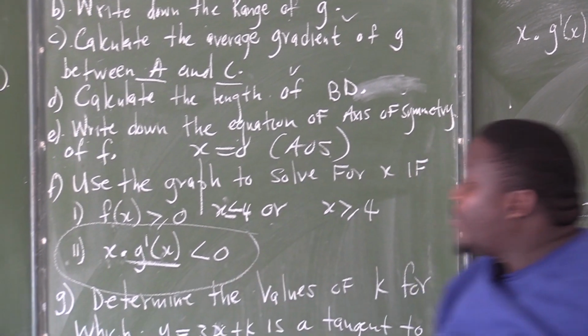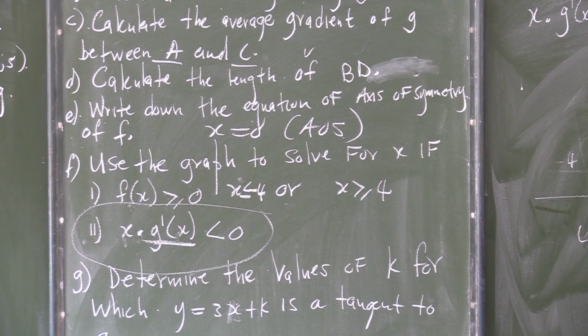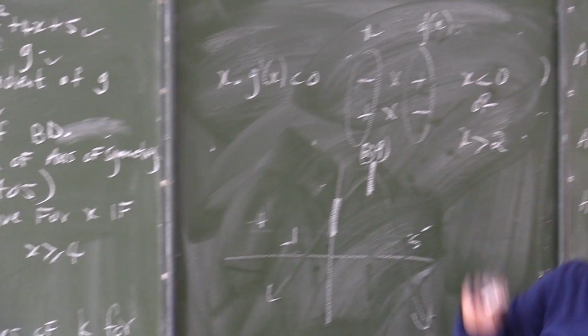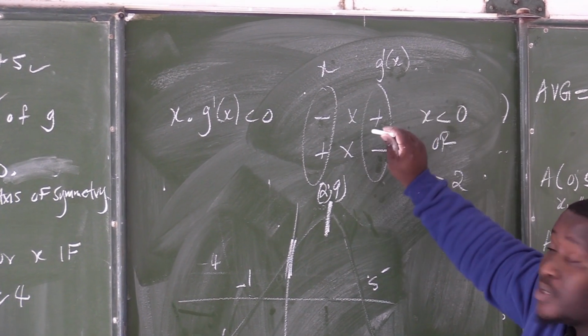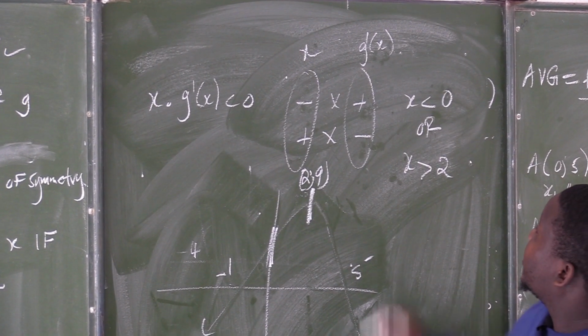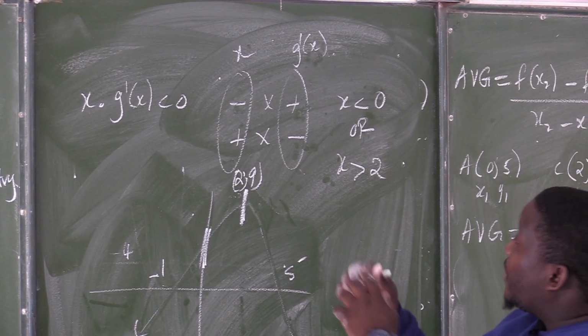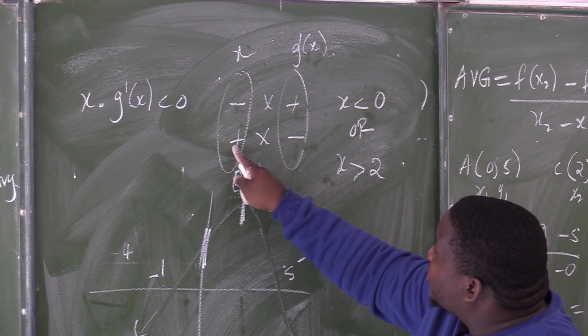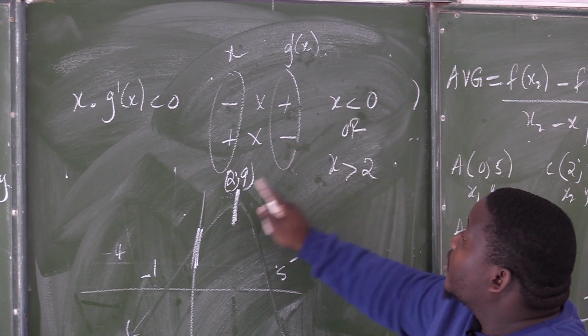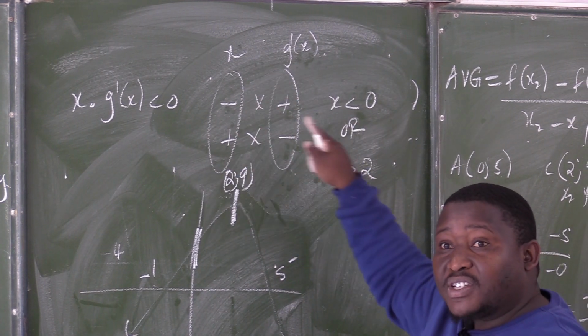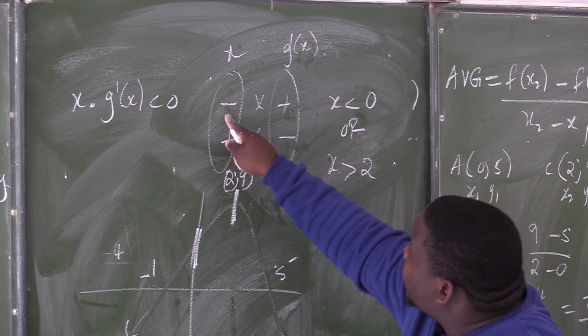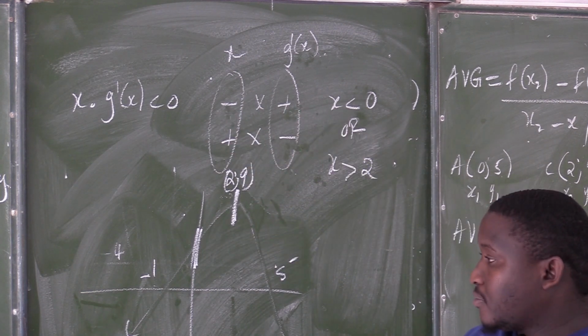So what was very important to note here is the relationship between the derivative and the graph of g. If the derivative is positive, it means g is increasing. If the derivative is negative, it means g is decreasing. So we wanted the region where x is positive and the gradient is negative. So that is where x is positive and the graph is decreasing. Where x is negative and the graph is increasing.